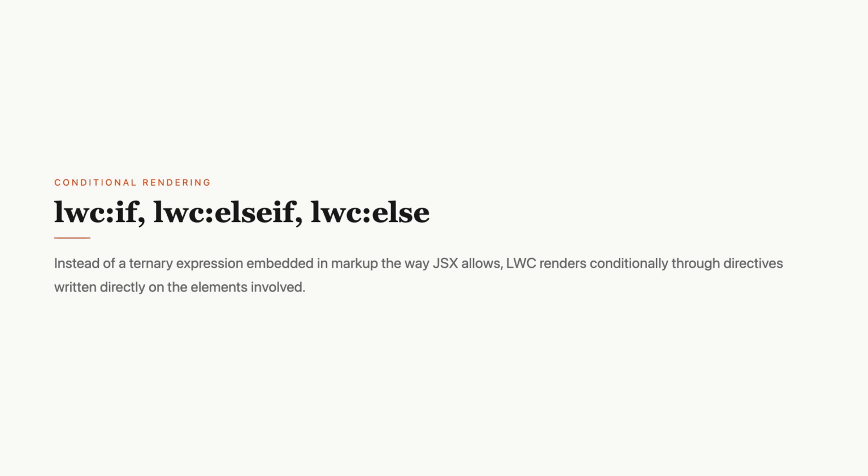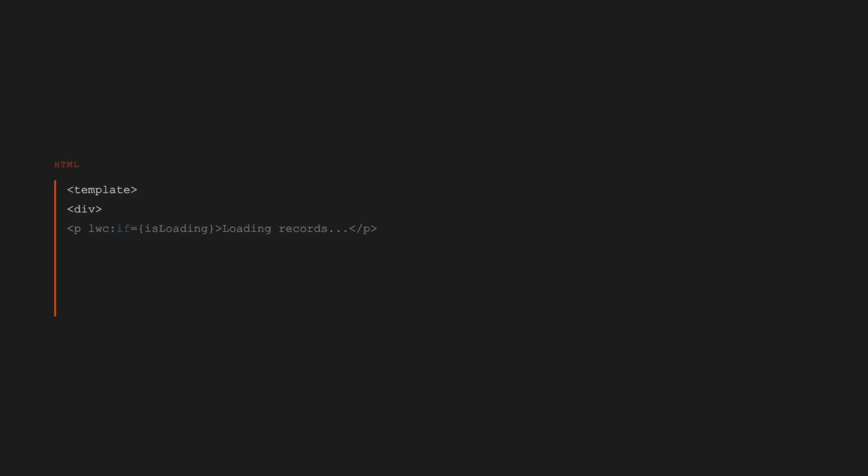The second rule that trips people up: every element rendered by for:each needs a key attribute holding a unique, stable value, usually a record ID. Skip it, and LWC throws an error rather than silently guessing which DOM node maps to which array item.